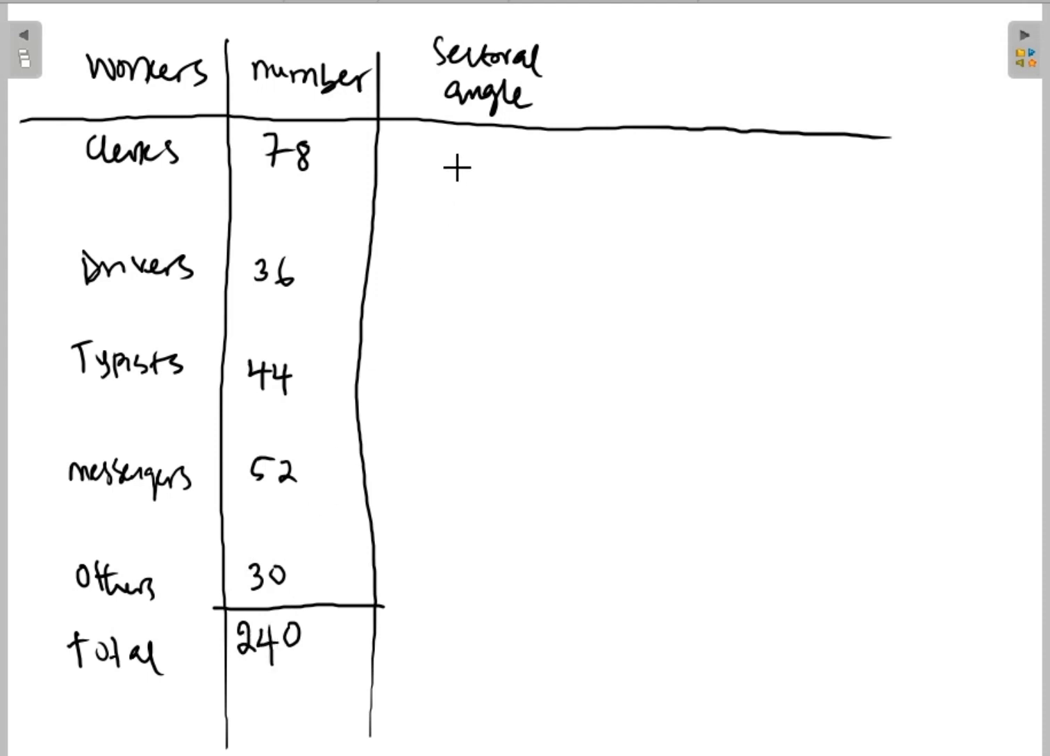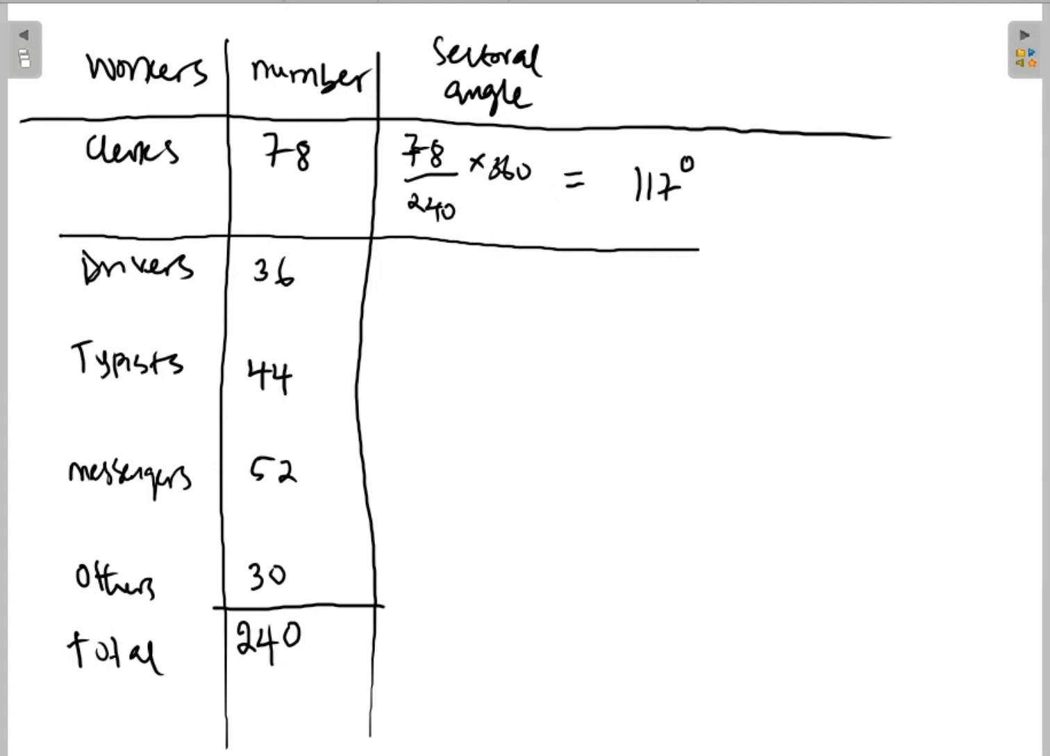Now the next thing we do is to get the sectoral angle. I'll show you how. For clerks, it is 78 divided by the total, which is 240, multiplied by 360. If we do that with our calculator, we have 117 degrees.